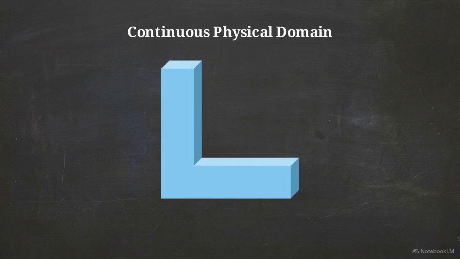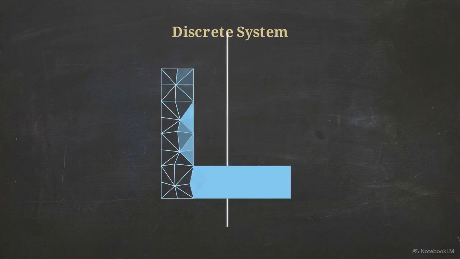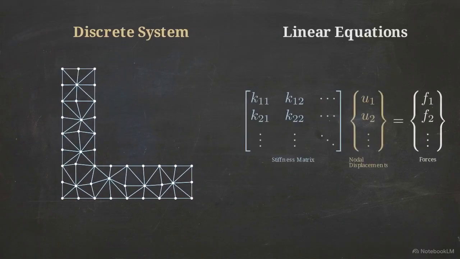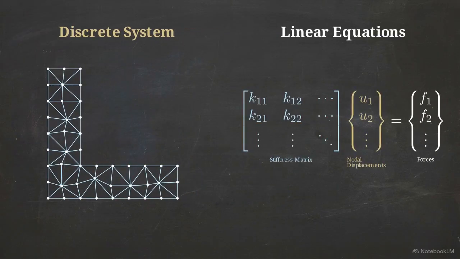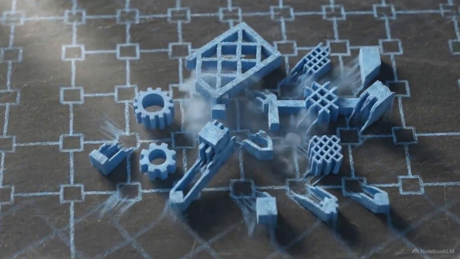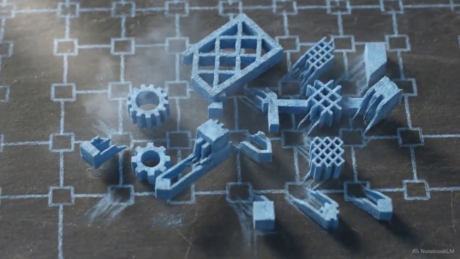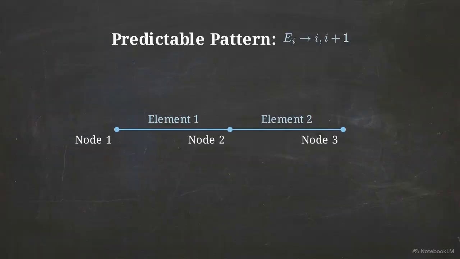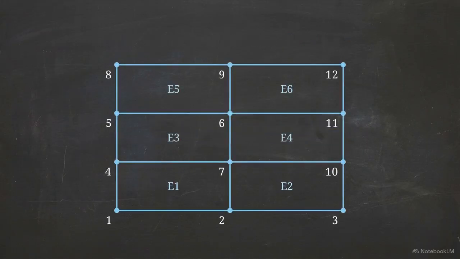Finite element analysis requires a precise mapping process, converting a continuous physical domain into a discrete system of solvable linear equations. When a problem expands into 2 dimensions, the bookkeeping required to track that space becomes significantly more complex. In a 1-dimensional line mesh, the relationship between local elements and global nodes is linear and predictable. Element 1 connects nodes 1 and 2. Element 2 connects 2 and 3.